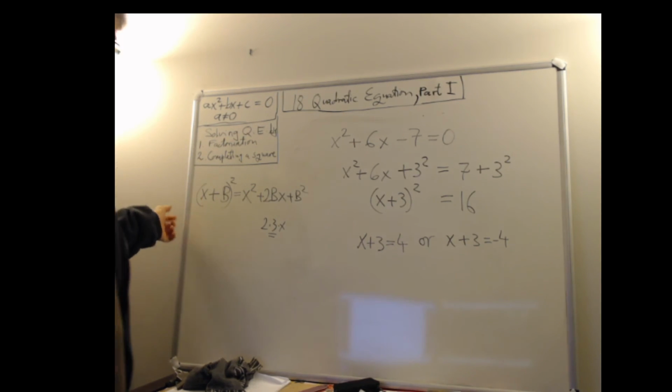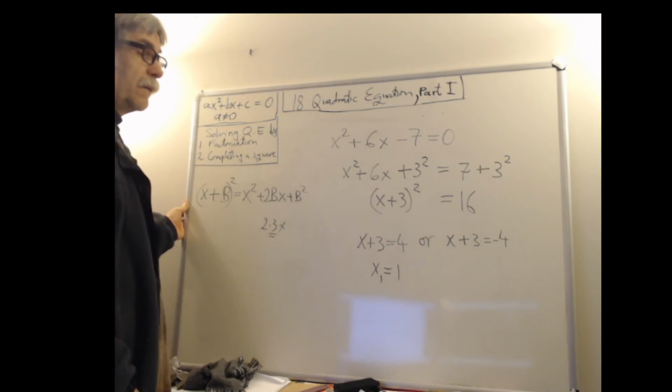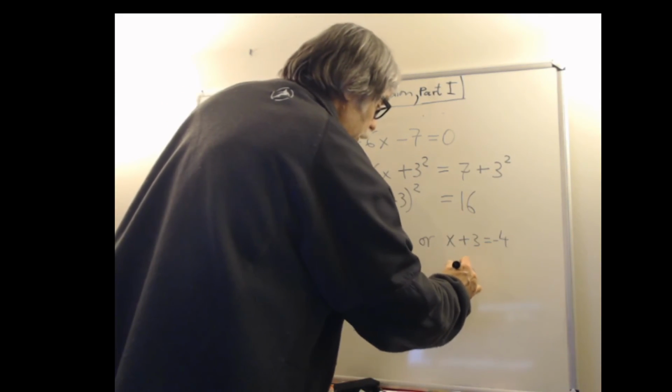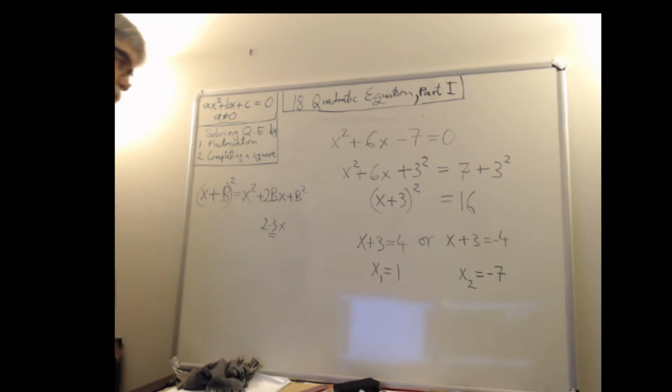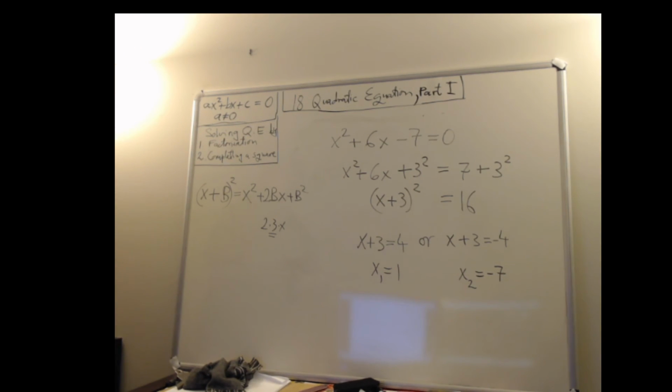And now you can finish it. Here x obviously must be 1, since 1 plus 3 is 4. On the other side you have to subtract 3, so you subtract 3 and get negative 7. So x2 is negative 7. And that is what we get as the two solutions. We had that before when we were doing the same problem by the method of factorization, solving the quadratic equation by factorization.